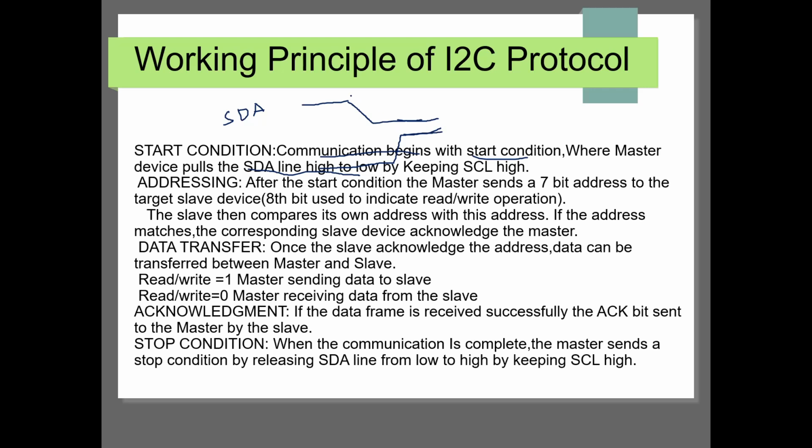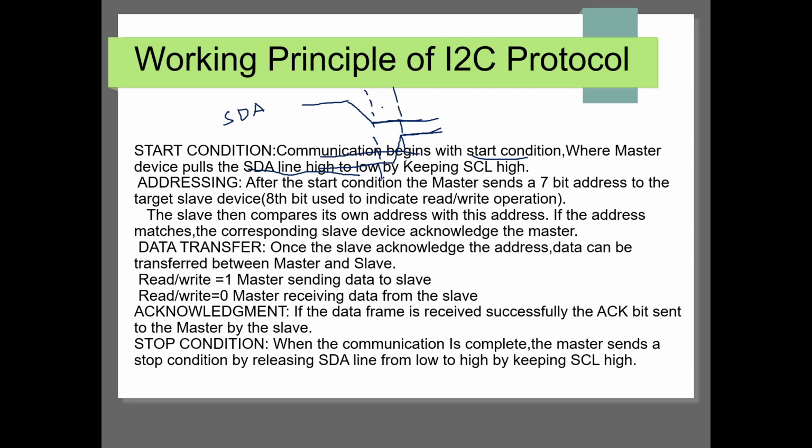Okay, let's see here. This is the low line, the SDA line. But still the SCL line should be low only. After the SDA line is completely pulled low, then only should the SCL line be kept high. That is the start condition expression.